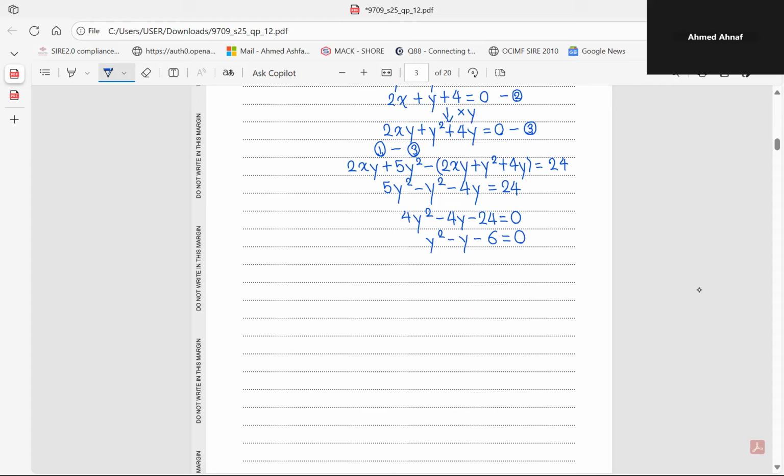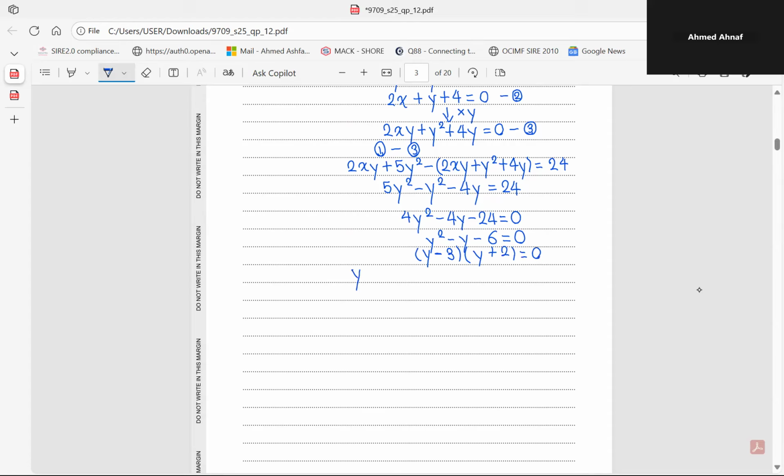So now we have to solve this either by using the quadratic formula or factorization or completing the square. So you can use either of those methods, and in my case, I'm going to use factorization. Okay, so the factors I got are y minus 3 times y plus 2 equals 0.